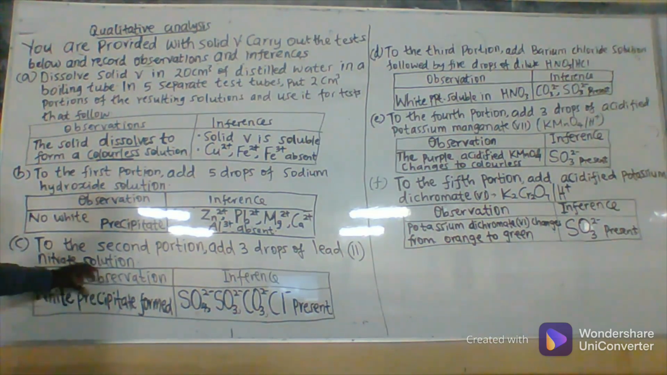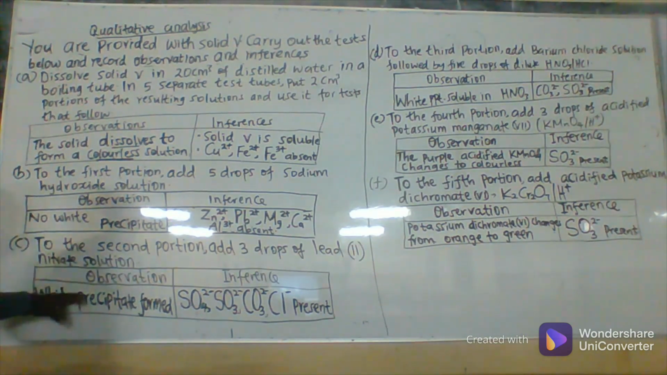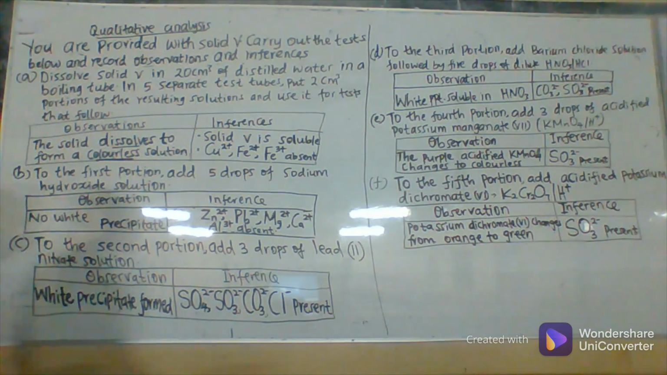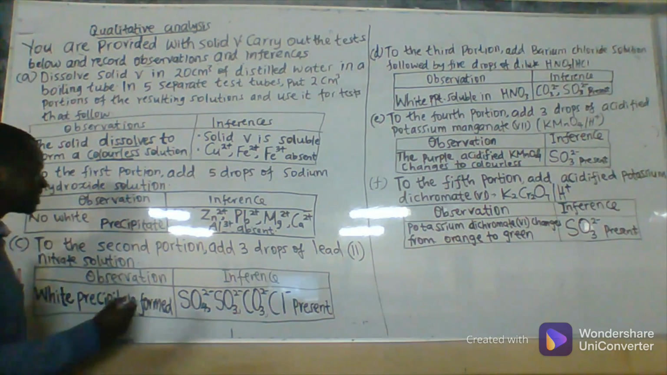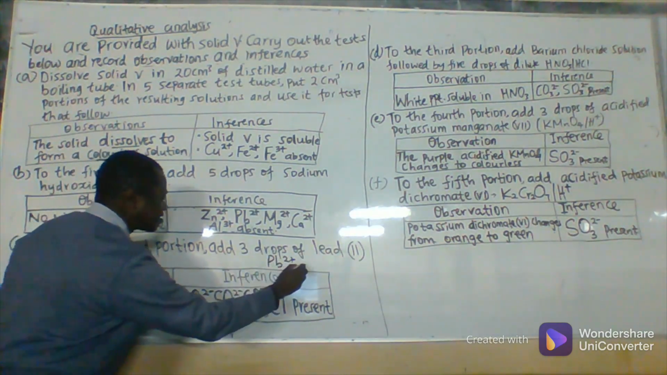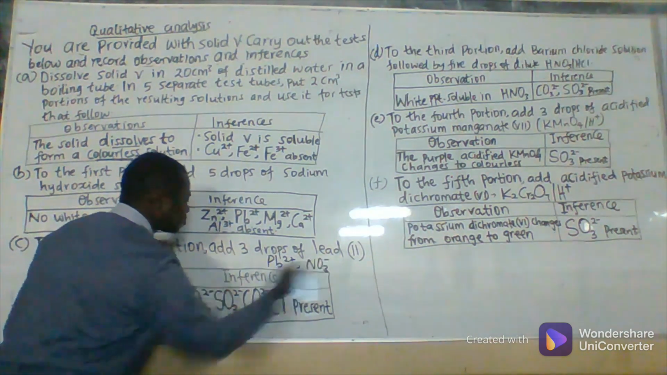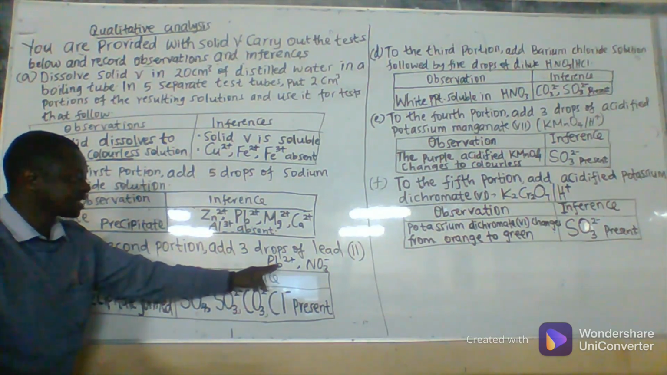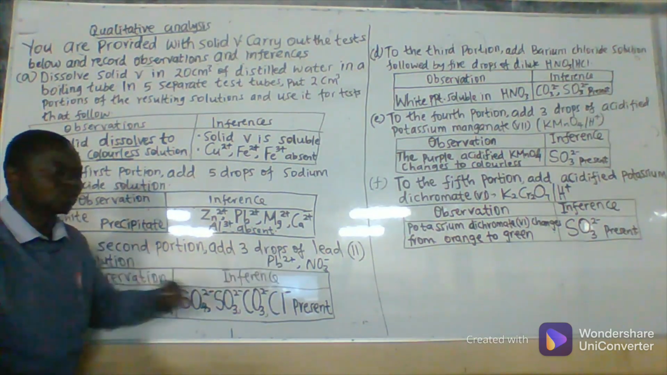Now, here, when they added lead nitrate solution to the second portion, there was a white precipitate. A white precipitate was formed. And whenever a white precipitate is formed, that means an insoluble salt of lead has been formed. It's an insoluble salt of lead because you added lead nitrate. And remember, lead nitrate consists of lead ions and nitrate ions. So when you add and you see a white precipitate, it means these lead ions have reacted with certain ions and formed an insoluble salt of lead.